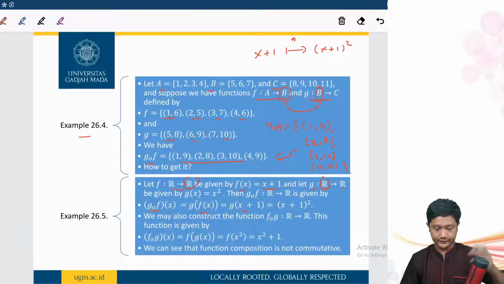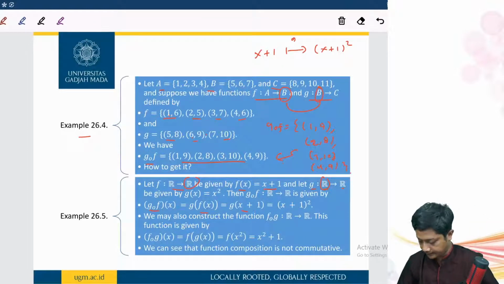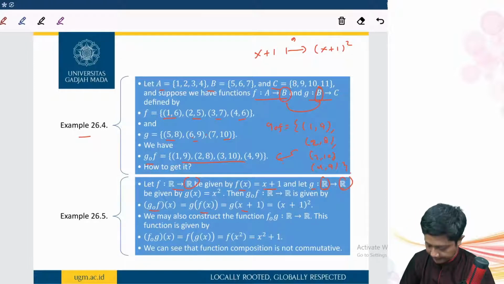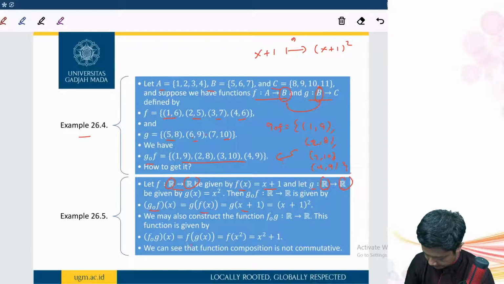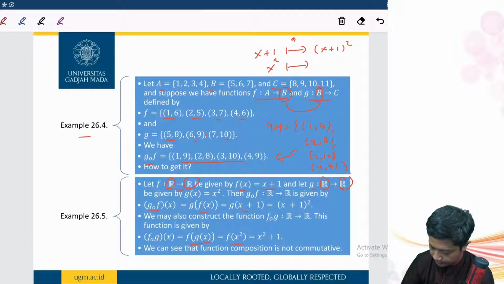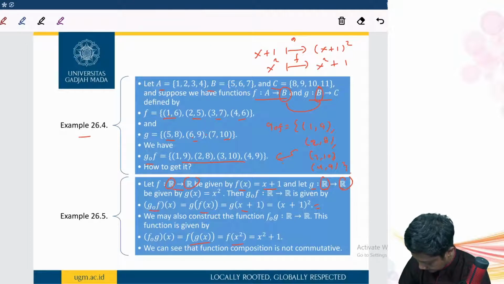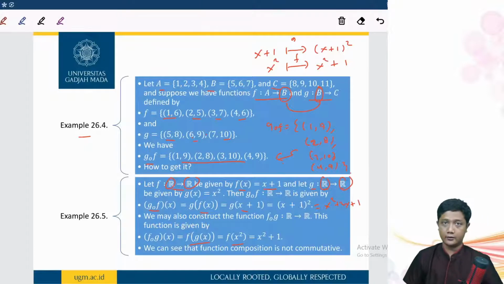But when we try to see another way, because the codomain of g is the same as the domain of f, so we can find f∘g. What is it? f from g(x) right here, f(g(x)). Then we have f(x squared). x squared here will go to x squared plus 1 with f. And it should be clear that they are not the same function, because if we try to expand it, x squared plus 2x plus 1, then in general, they are not the same function.